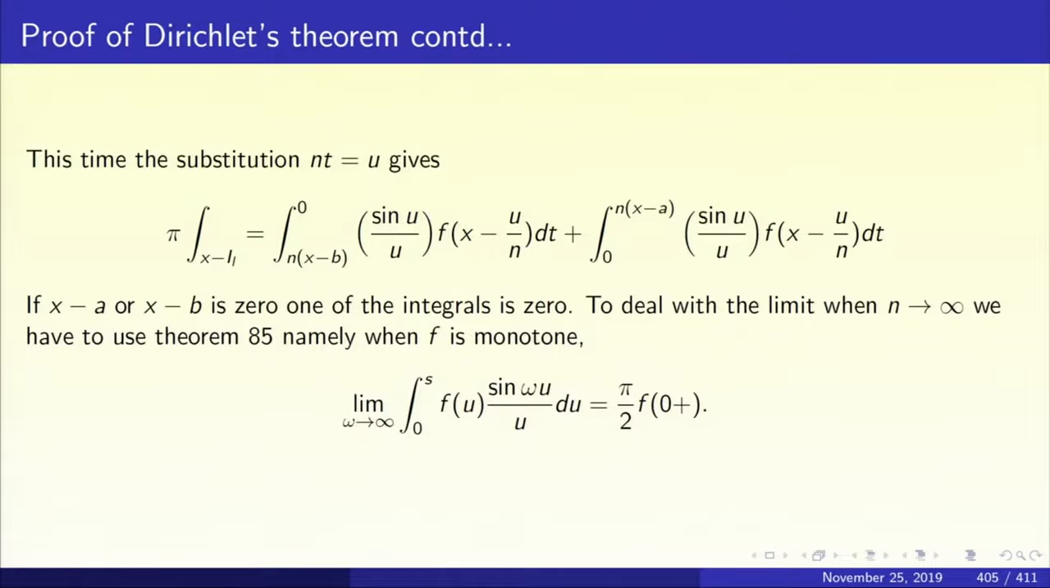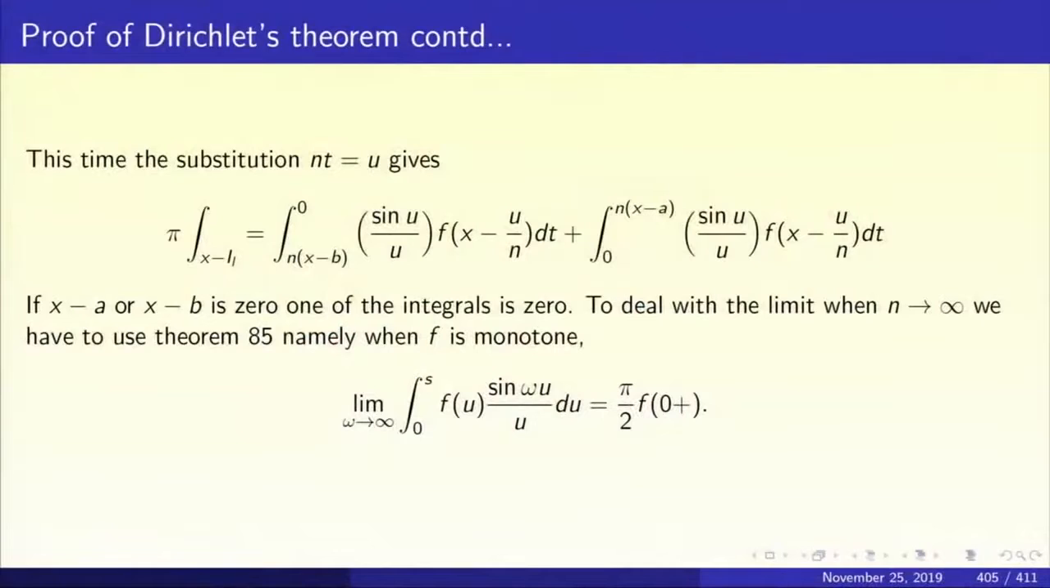What does that theorem say? Limit as omega tends to infinity, integral from 0 to s of f of u sine omega u by u du, equal to pi by 2 times f of 0 plus. This theorem, which we proved using Bonnet's mean value theorem, is now going to be crucially used. So let's see how to use this theorem.